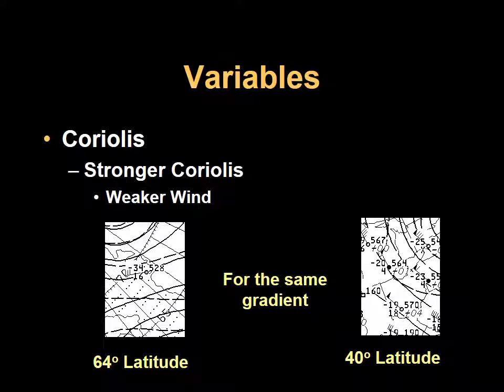So here's some examples. The picture on the left, you see a height gradient up at 64 degrees north latitude. And on the right, you see a height gradient at 40 degrees of latitude. It looks like the gradient is about the same. In other words, the distance between the contours is about the same. Notice that at 64 degrees north latitude, the wind is only 30 knots. At 40 degrees north latitude, the wind varies somewhere between 50 to 80 knots.